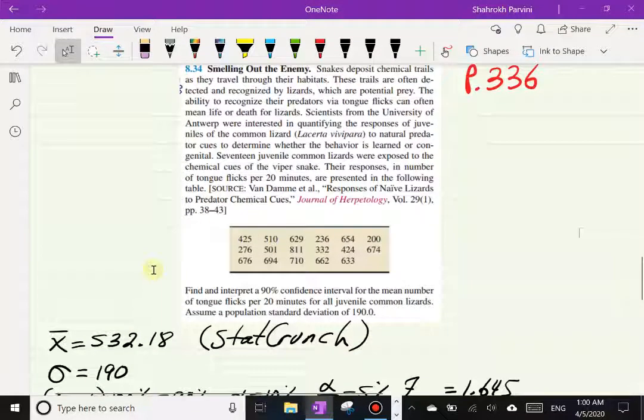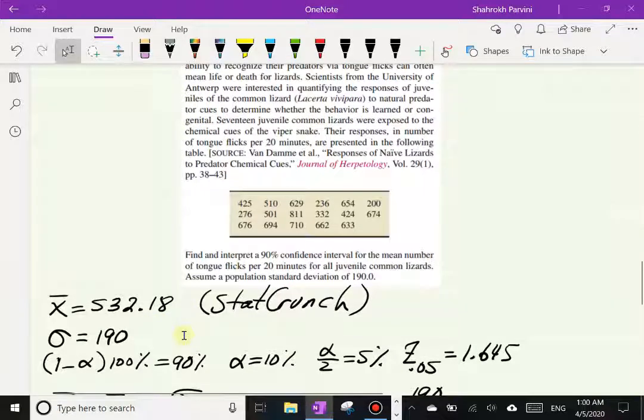I rounded the number from StatCrunch. Sigma is given. How did I know sigma? Right down here, the last line in the exercise reads, assume a population standard deviation of 190. And there it is. Now, next step, our confidence level, 90%. So 1 minus alpha times 100% is 90%. That means alpha is 10%. Remember, alpha is the uncertainty level. In chapter 9, we're going to define alpha in a whole different way, but it's going to be the same alpha that you're looking at in this chapter.